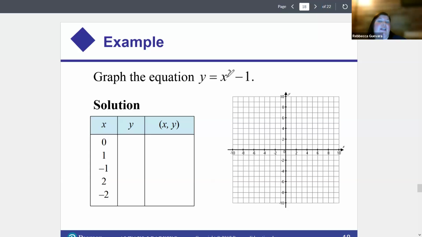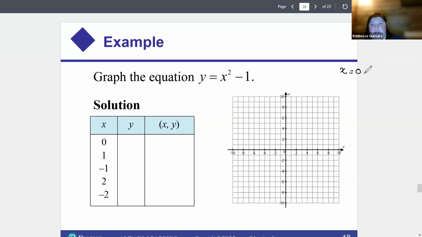So we want to graph y equals x squared minus 1, and we have that x is going to be 0, 1, -1, 2, and -2. Technically, you should write your x's in order from smallest to largest, but your book kind of ignores that. Okay, so let's see what happens here.